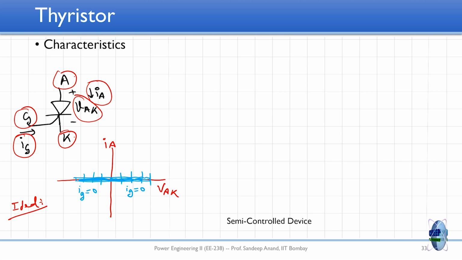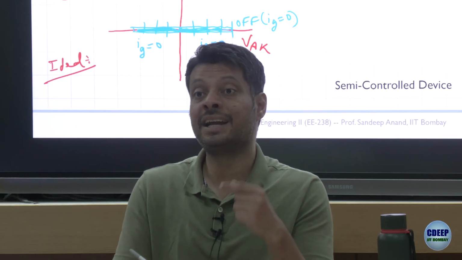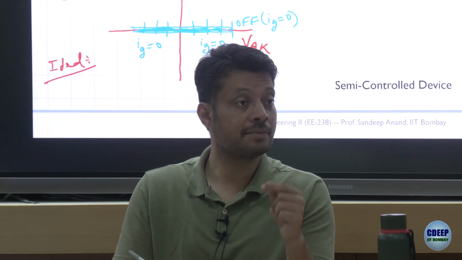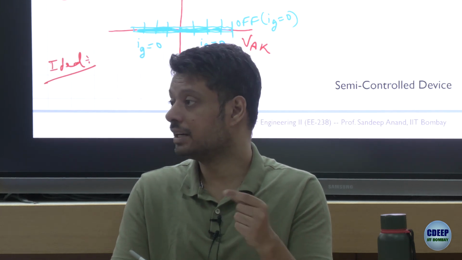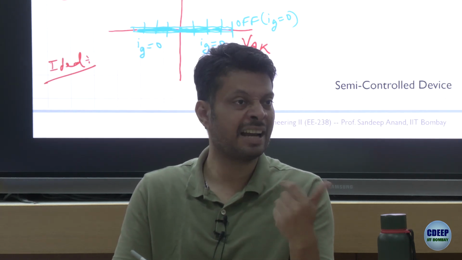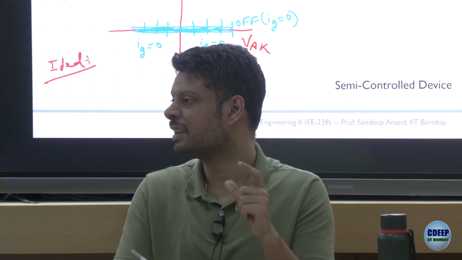So, I have to see what is the maximum the device can take, but in that region I can provide plus and minus. It does not conduct if the gate is 0. We call this the off state, which is Ig equal to 0. If I provide a gate current and there is a positive voltage, the current will flow, right? The device will behave as a short circuit. It will have some resistive drop, but that is very, very small.